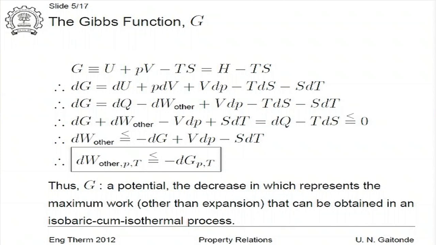And since most of our chemical reactions are isobaric cum isothermal processes, they take place at ambient pressure, ambient temperature, or can be made to take place at ambient pressure, ambient temperature, the Gibbs function is an important idea, and that is the basis function on which much of physical chemistry and chemical engineering is based. Chemical engineers are very, very comfortable with the Gibbs function, just the way we mechanical thermal engineers are comfortable with enthalpy.